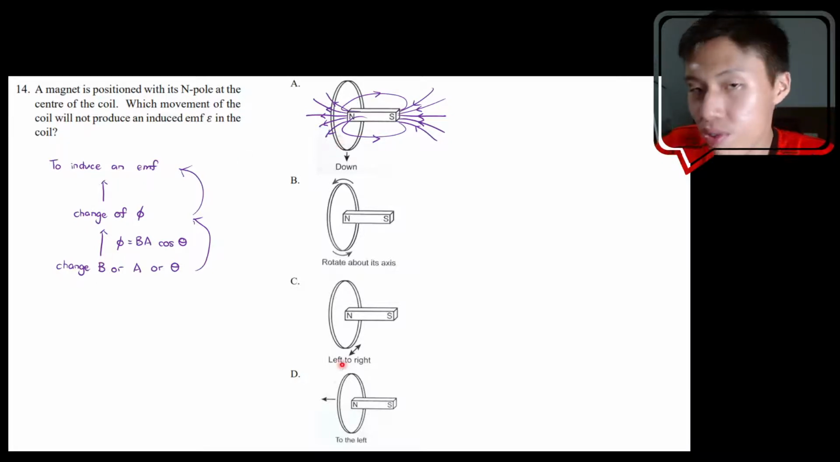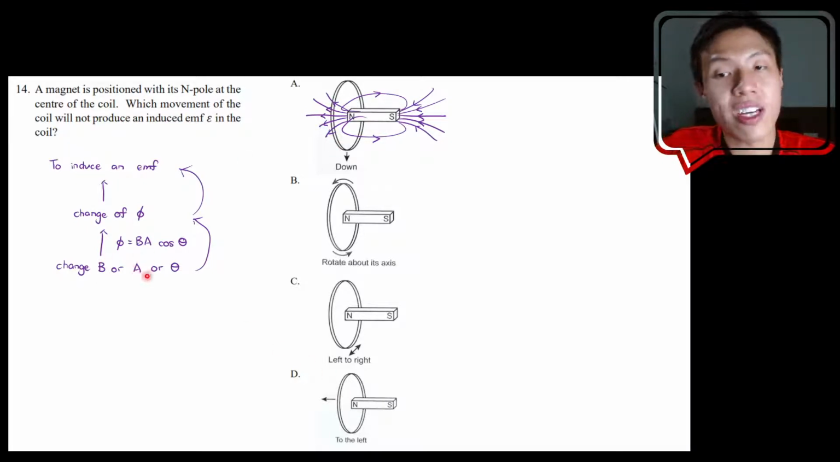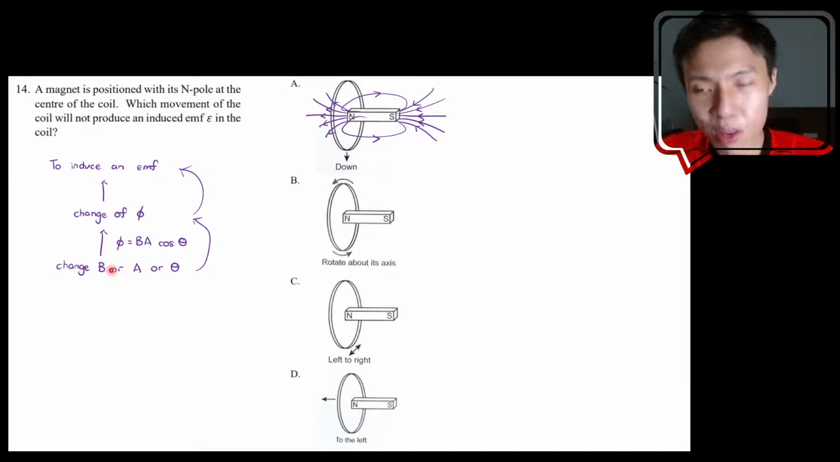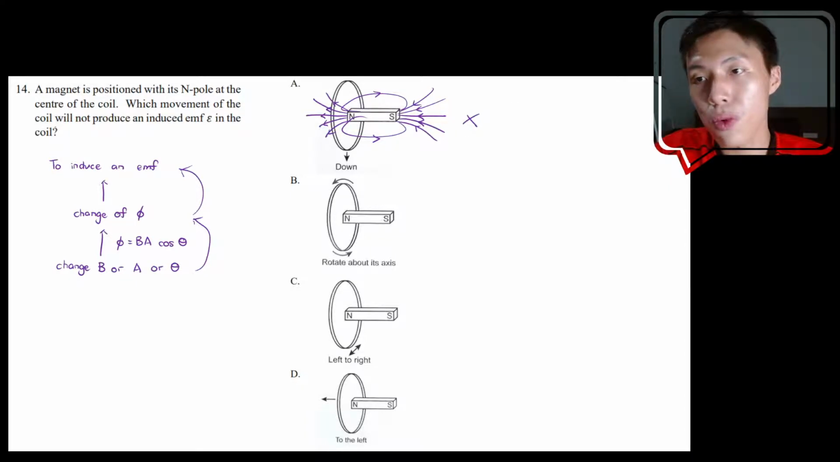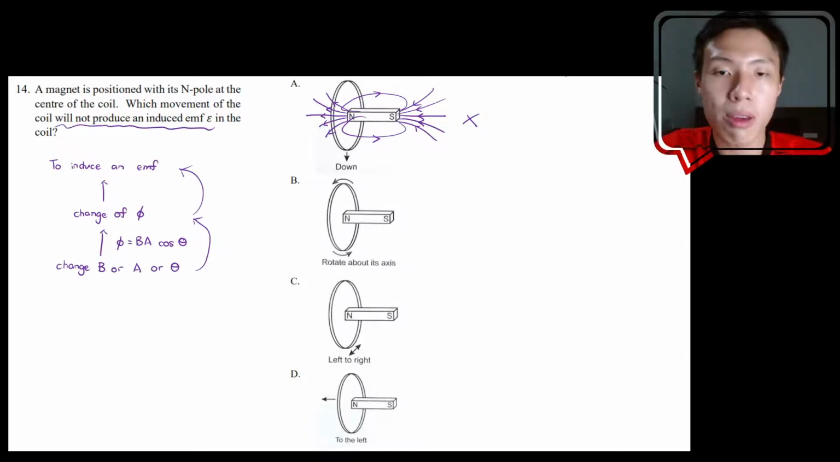If you pull it very, very far away, then eventually the area experiencing the magnetic field will equal 0. So you are changing the A, or you can think of it as changing the B. Therefore you are changing phi, and therefore you are inducing an EMF. So there is induced EMF in situation A, so this is not the right answer. We want the one that will not produce an induced EMF.